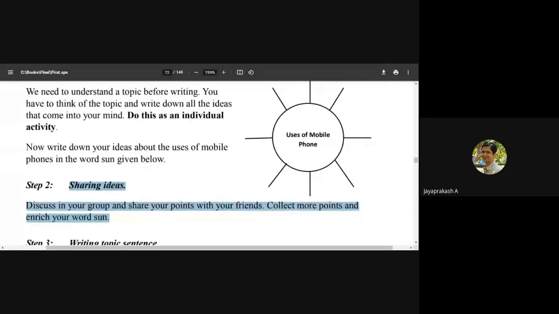So then the next thing that we have to do is we have to organize our paragraph in this format. What is that format? It should have a title, it should have a topic sentence, it should have linkers, connectors, and of course it should have a conclusion. So title we already have, the uses of mobile phones.